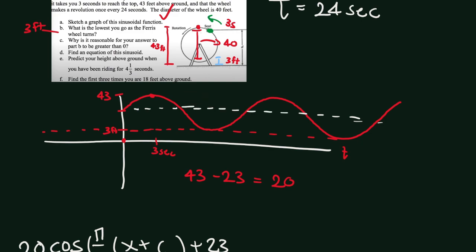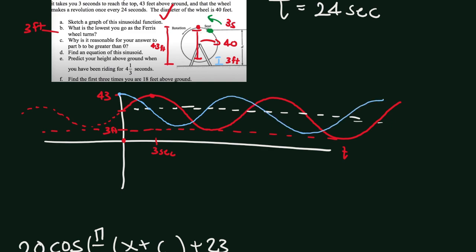Now, part E asks, predict your height above the ground when you have been riding it for 4 and 1/3 seconds. Let's have this function f of x equals this whole thing. Recall the x-axis is the t-axis, so x is our time. We want to find our height, so f of x is our height. So we have f of x equals 20 cos pi over 12 times 4.333, because 4 plus 1/3 is 4.333, minus 3, plus 23.